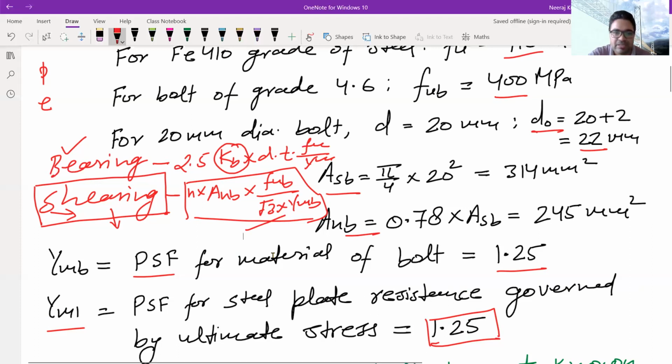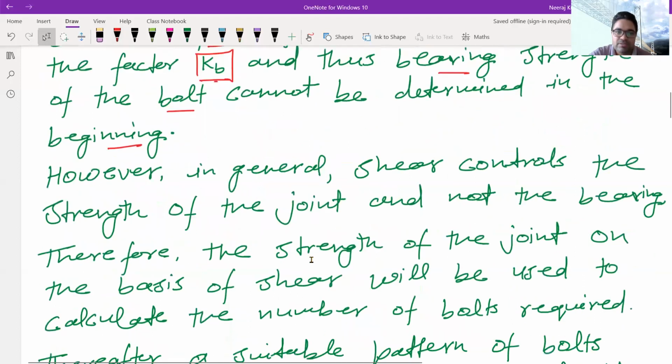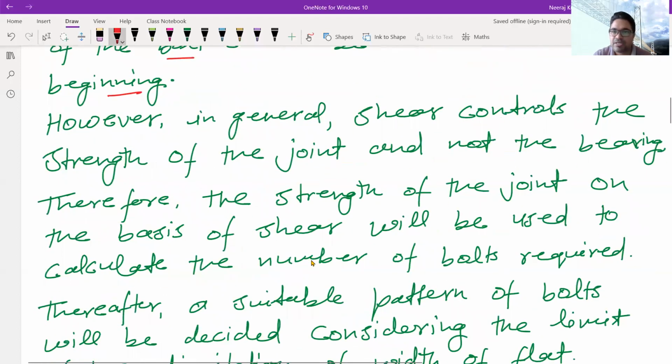So all these things I have written here. Okay, I will be reading here. It says, since the pitch of the bolt is not known, the factor kb, which is related to the bearing strength, and thus the bearing strength of the bolt cannot be determined in the beginning. However, in general, shear controls the strength of the joint and not the bearing.